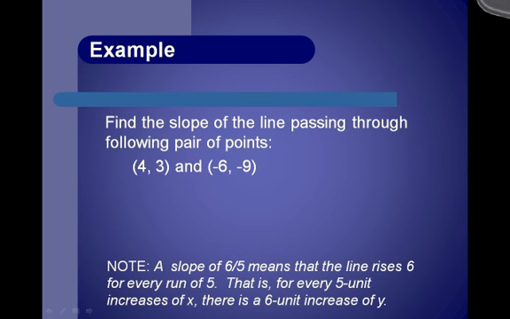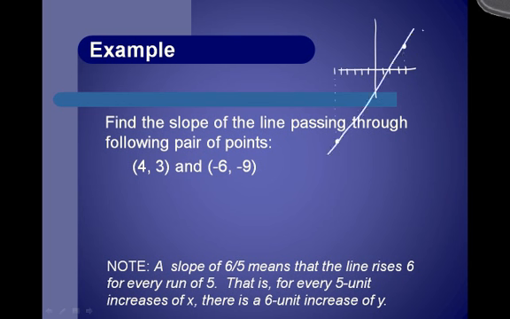Let's do an example. Find the slope of the line passing through the following pair of points. Now, just to get an idea of where we're going, if we plotted those points on a graph, 4, 3 would be over 4 up 3, negative 6, negative 9 would be right here.